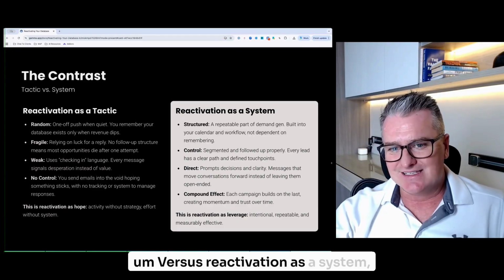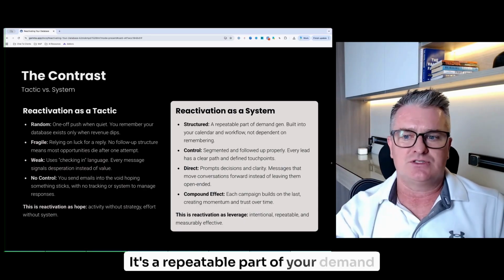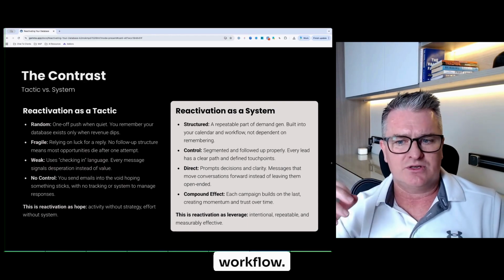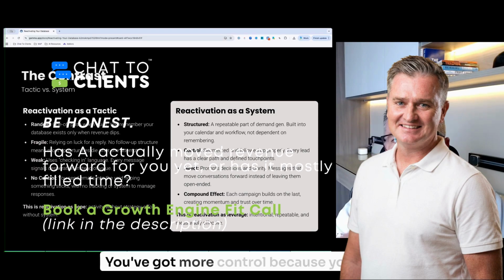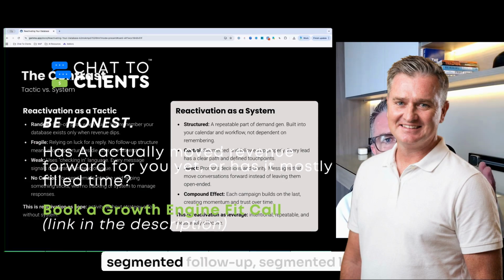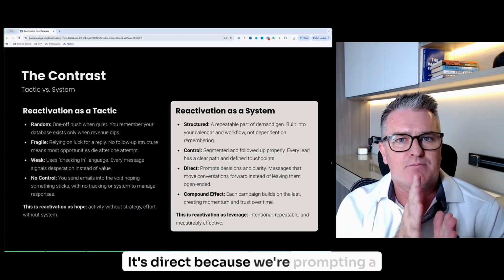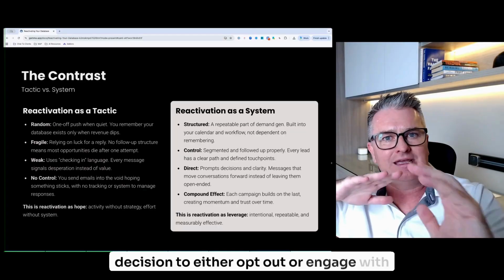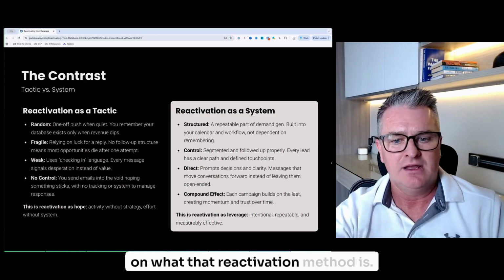Versus reactivation as a system, where we've got a structured approach. It's a repeatable part of your demand generation strategy. It's built into your calendar or into a workflow. It's not dependent on you to remember when that goes on. You've got more control because you've got segmented follow-up, segmented lists that will drop into different types of reactivation campaigns. It's direct because we're prompting a decision, to either opt out or engage with a particular type of conversation, depending on what that reactivation method is.